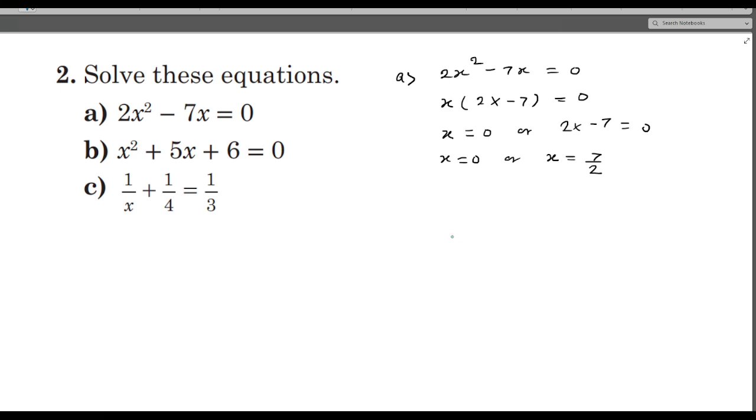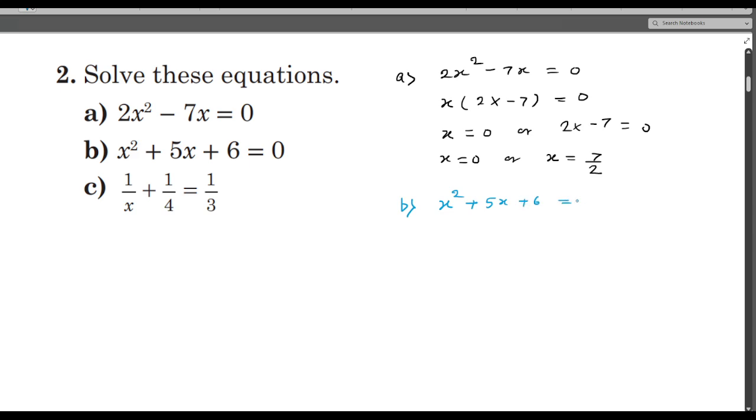Okay, now let us solve this b part. It is x square plus 5x plus 6 is equal to 0. So again, as it is a quadratic expression, find out a times c, which is 6 in this case. Find out the factors of 6 whose sum is going to be plus 5. So it is 3 and 2. So you can write this equation as x square plus 3x plus 2x plus 6 is equal to 0.